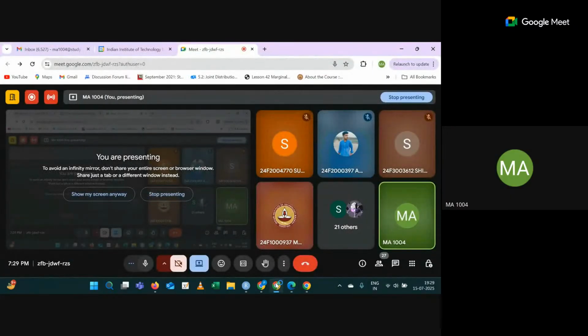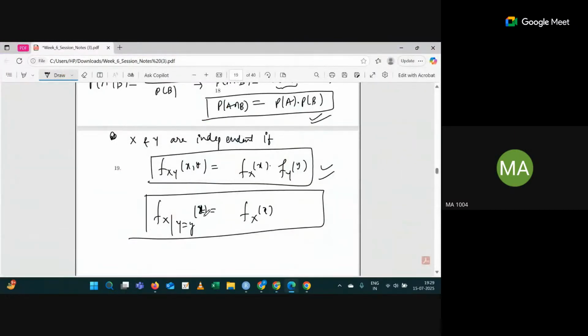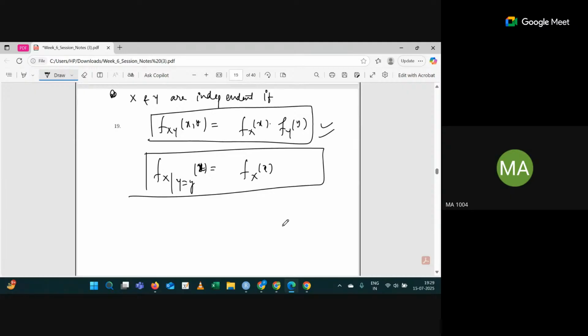f of x given y at a particular value of y is equal to f of x. Is this clear? Is the definition okay? So whenever you have to calculate this joint or conditional part, you can start with this. One more thing, I will quickly go through that.